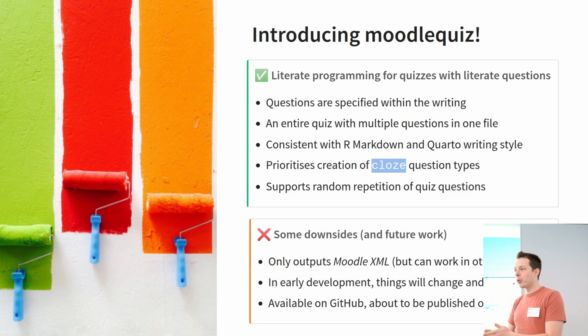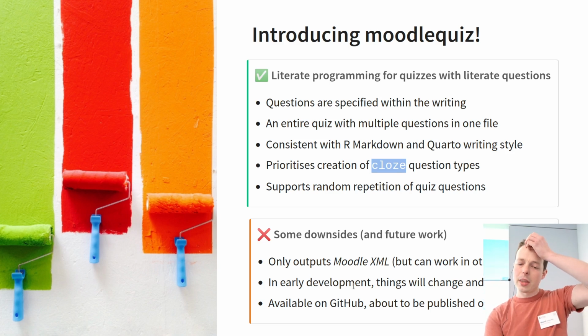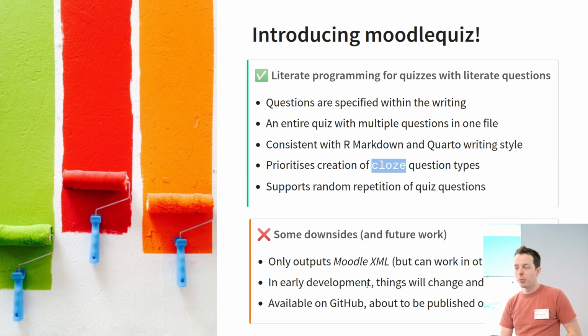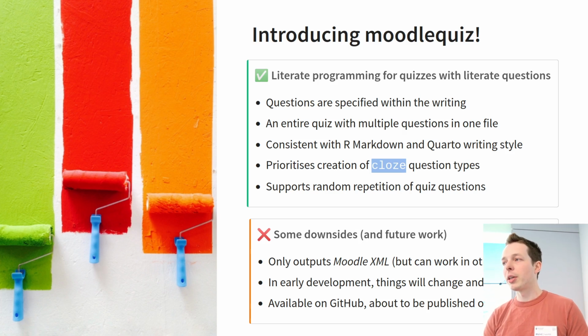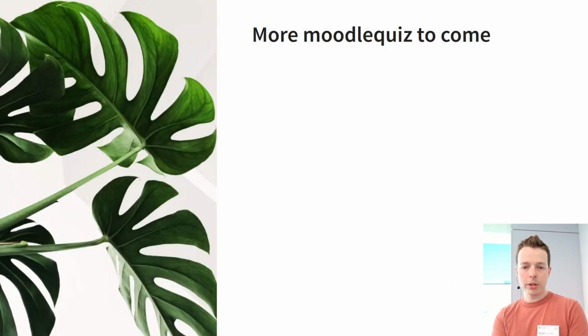Downsides, of course, it's only for Moodle XML because I only use Moodle. If someone else is doing Blackboard or Canvas and wants to make it work for that, you're welcome to. Pull requests accepted. It's starting to mature. We've used it a few years now, but I still might make breaking changes. And so it's only on GitHub yet, but I expect it's almost ready to put on CRAN. How it works is next.